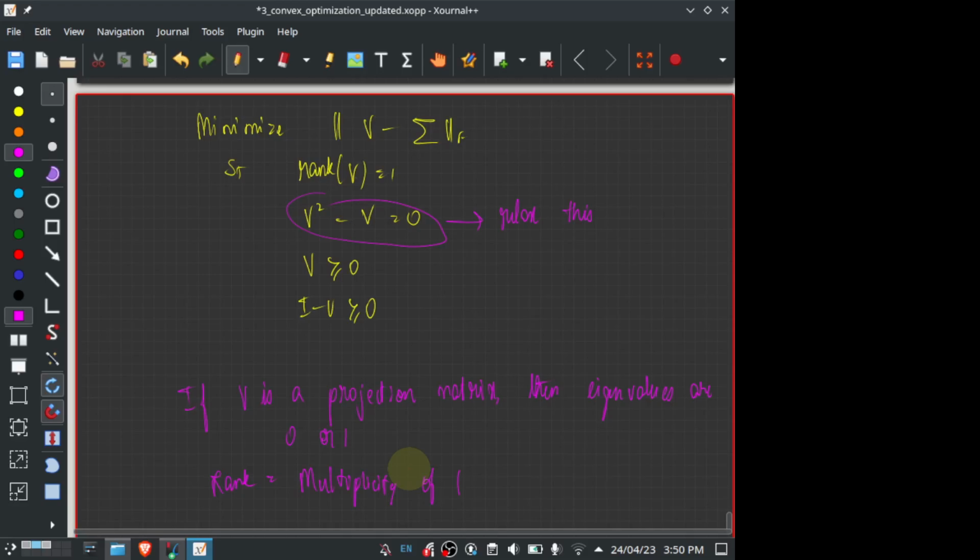We're dealing with symmetric matrices, so they're orthogonally diagonalizable. So algebraic multiplicity is going to be equal to the geometric multiplicity. So the rank is equal to the multiplicity of 1. But what can you say? Okay, is there an easier way of getting this in terms of the matrix sigma or V?